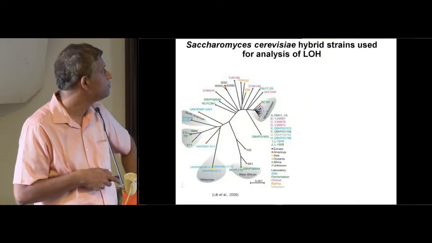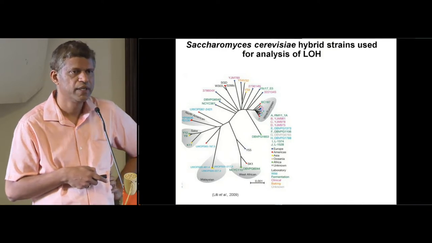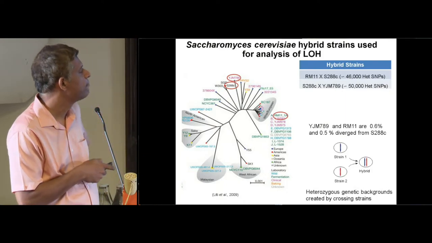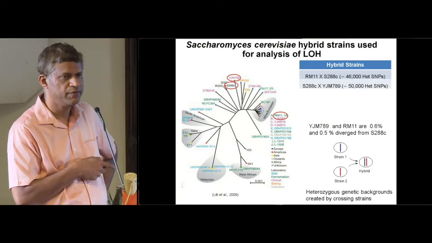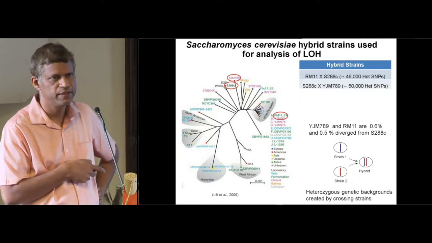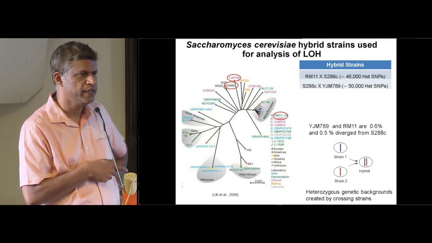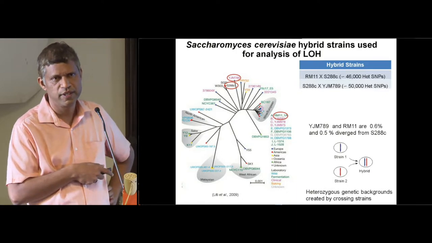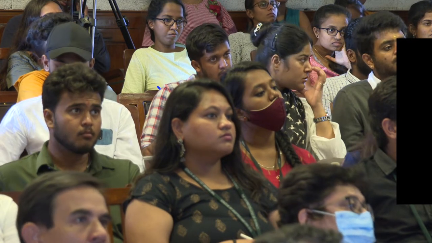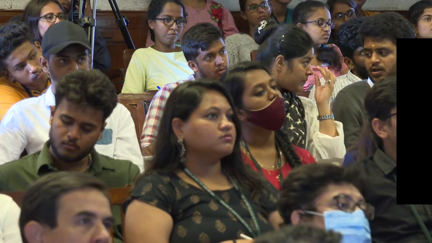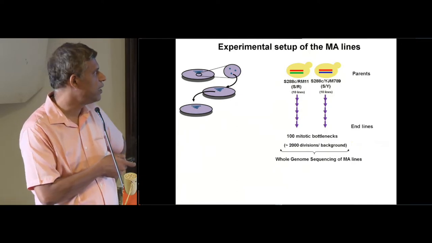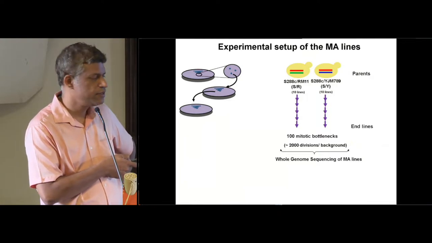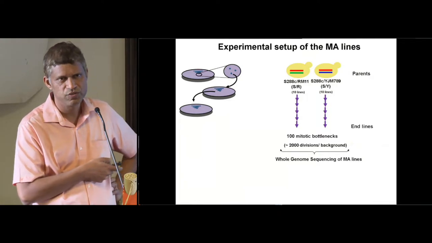So to generate the kind of strains that we needed for our work, we used this typical lab strain, S288C, and then we mated it with a slightly diverse strain, YJM789. It's a clinical isolate. And another strain, RM11, which is a vineyard strain. So if you make such crosses, you have close to around 50,000 heterozygous markers. And these are uniformly distributed around the genome. And then we used these hybrids. So I abbreviated one of them as SR. That is your S288C with RM11. And S288C with YJM, I'm calling it SY, just to make it easier.